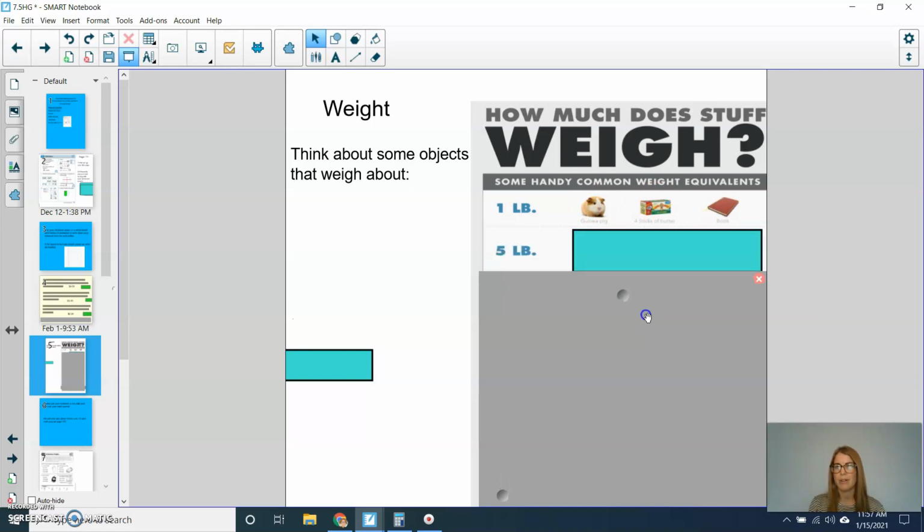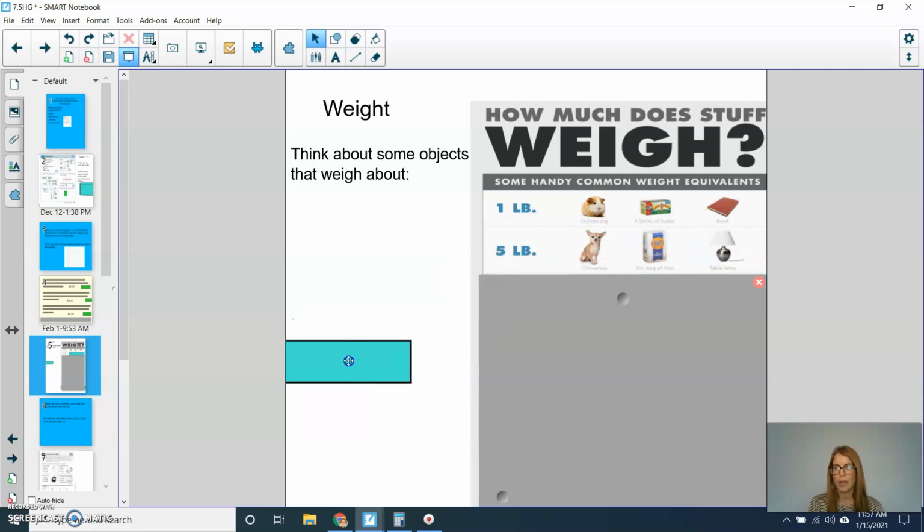How about something that's about 5 pounds? Press pause and play when you're ready to check. So 5 pounds could be a chihuahua. It could be a small bag of flour or a small lamp, might be 5 pounds.